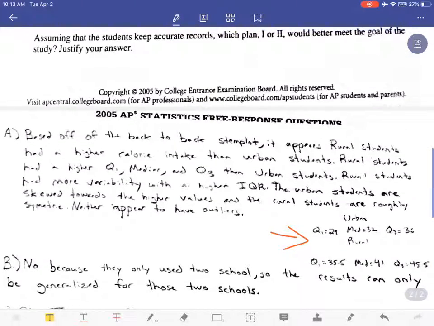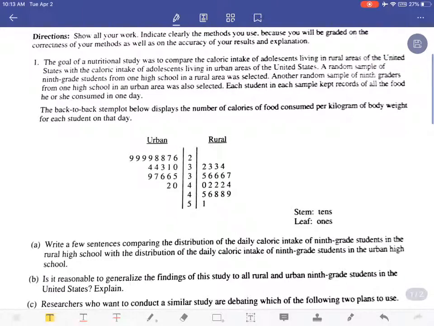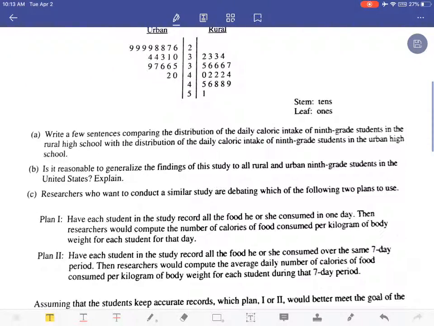And then you say neither appears to have outliers. You can see that there are no apparent outliers because everything's pretty clumped together. There are no data points that are off by themselves.